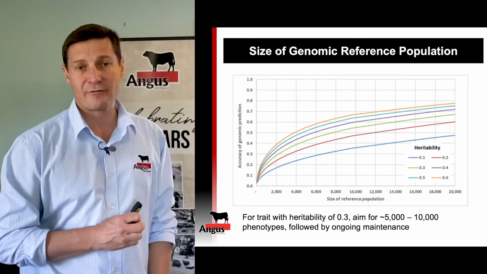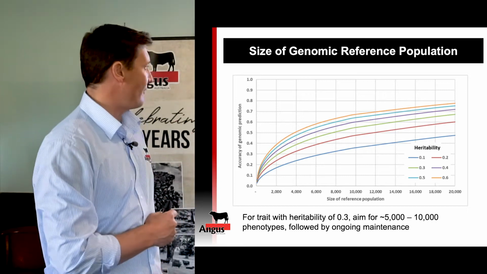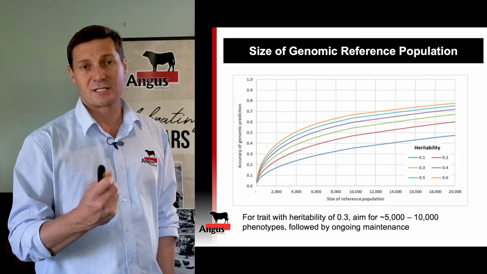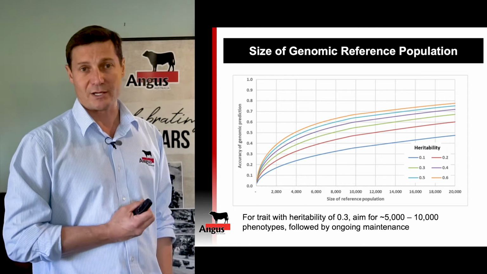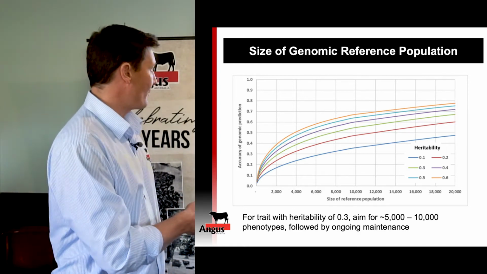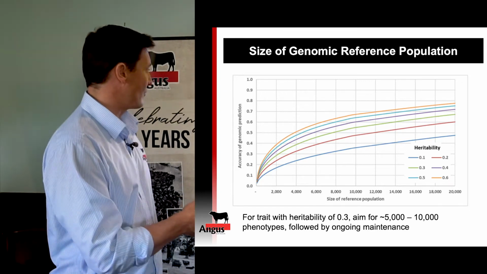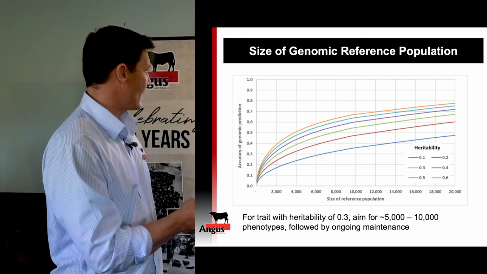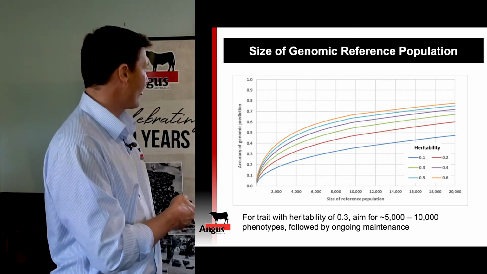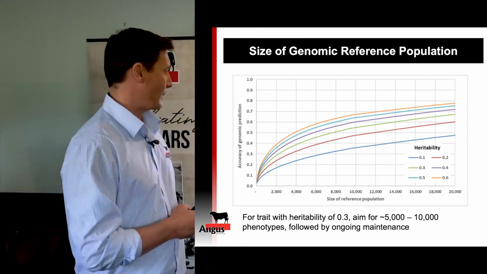So if we break that down and interrogate it a little further, here we have a graph which demonstrates the influence of the size of the reference population on the accuracy of genetic prediction. Across this bottom axis we have the size of the reference population, increasing from say 2,000 animals to 20,000 animals, versus the accuracy with which we can predict an animal's genetic merit.